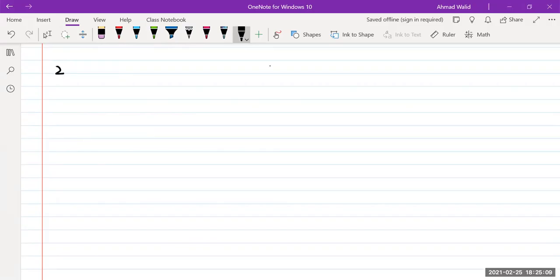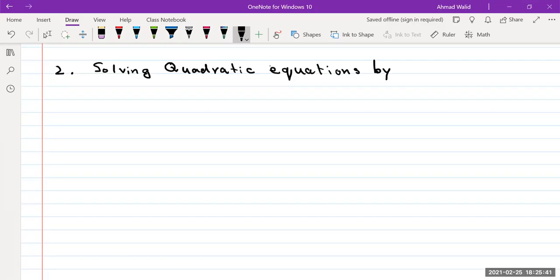Second method, we call it the square root property, or solving quadratic equations by the square root property. What is first the square root property?